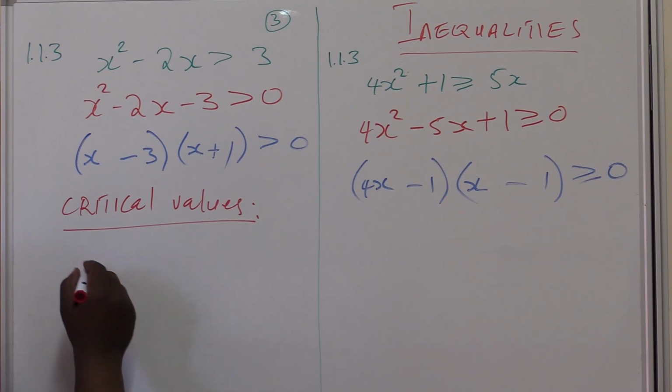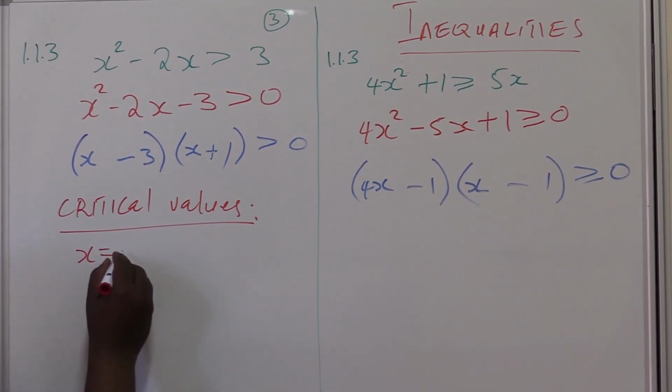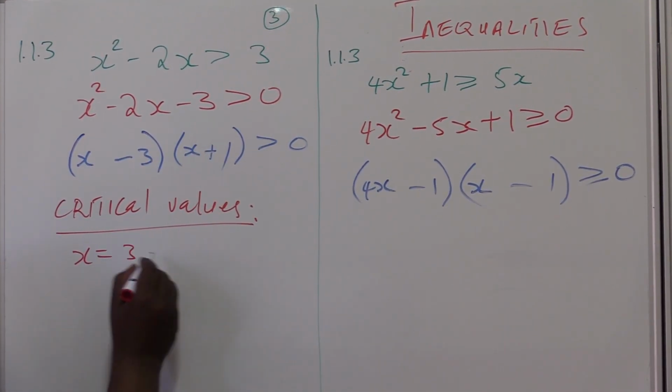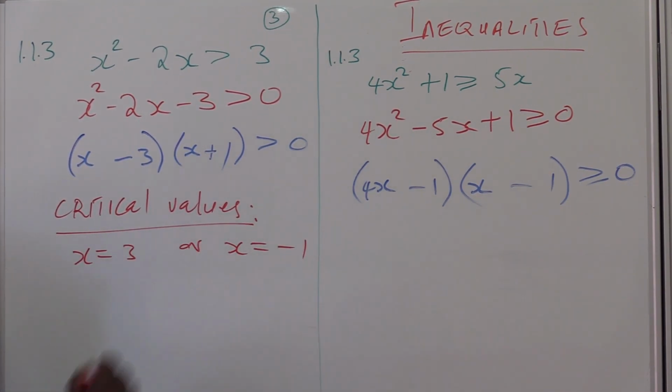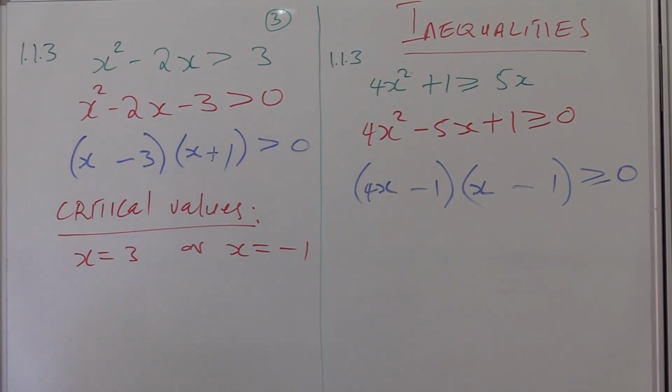What is the first value? So x in this particular case will be positive 3, or x will be equal to negative 1. We refer to these as critical values. These are the values that will take us into our solution. From this step, different books use different methods. Others will use a parabola, others will use a table. I would prefer to use a number line.